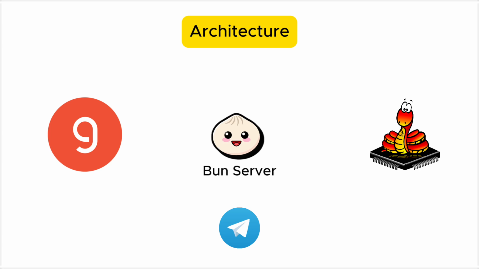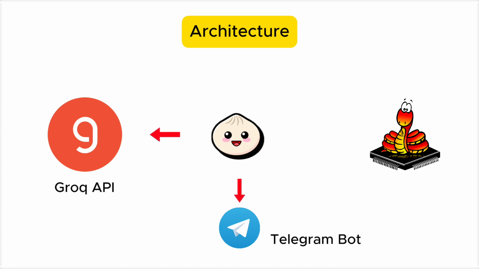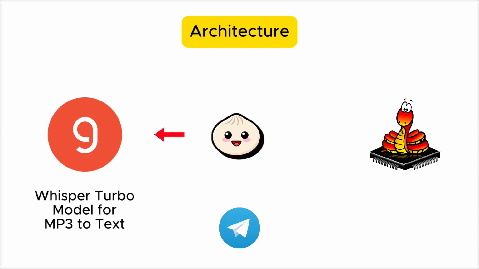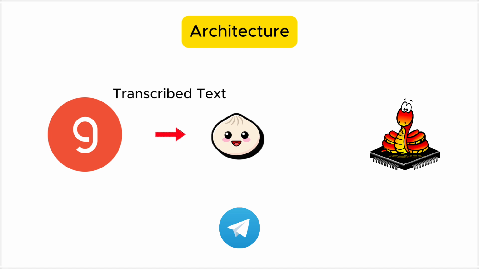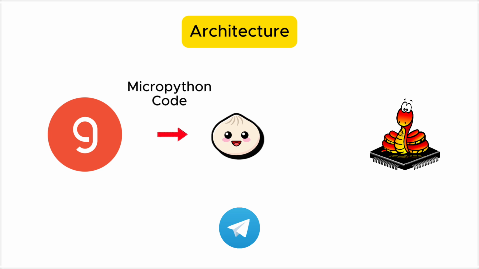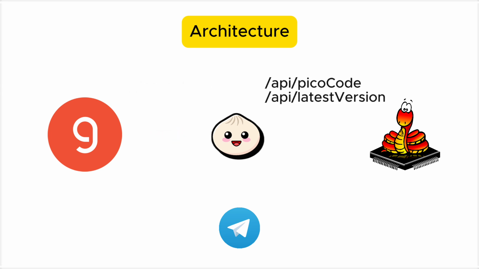We first create a bun server that manages the Telegram bot as well as interacts with the LLM services. The server receives voice messages from users through Telegram, processes them by converting OGG audio to MP3, and then sends them to the Groq API for transcription. After receiving the transcribed text, our code generation agent prompts the LLaMA model to generate appropriate MicroPython code for LED patterns or servo control. The generated code is made available to the Pico through simple API endpoints.